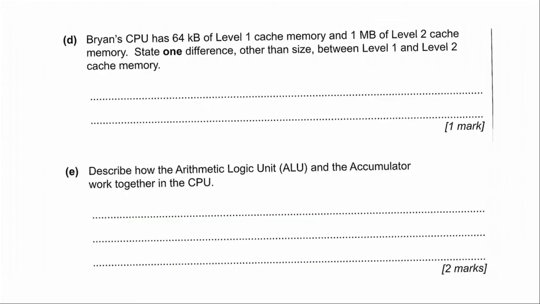So the next one, Brian's CPU has 64 kilobytes of level 1 cache memory and 1 megabyte of level 2 cache memory. State one difference other than size between the level 1 and the level 2 cache memory. So we can't reference anything that's already in the question.